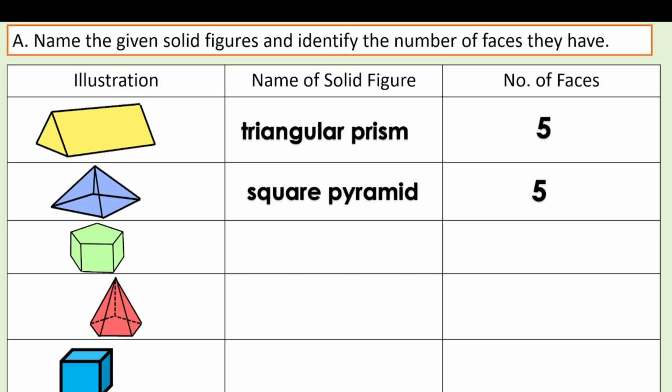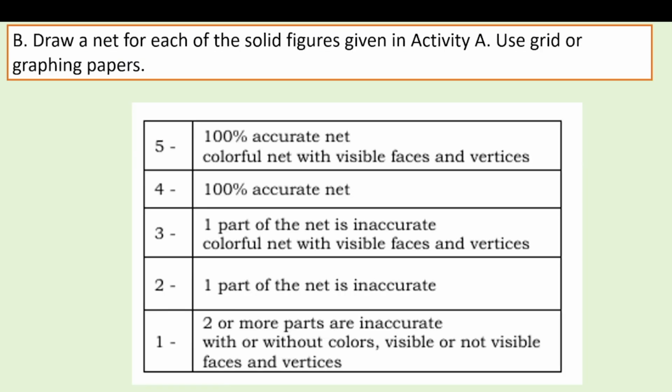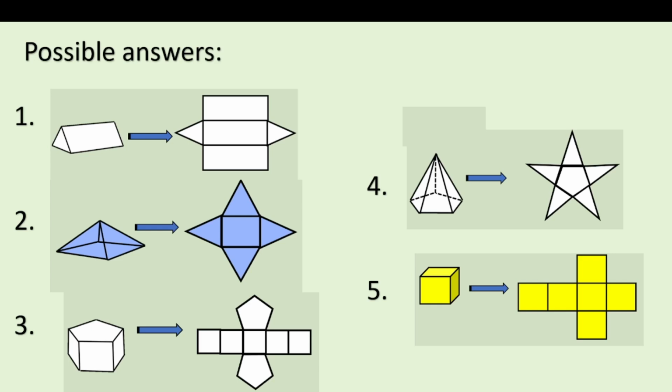Number 3. Pentagonal prism. 7. Number 4. Pentagonal pyramid. 6. Cube. 6. Letter B. Draw a net for each of the solid figures given in activity A. Use grid or graphing papers. Possible answers?